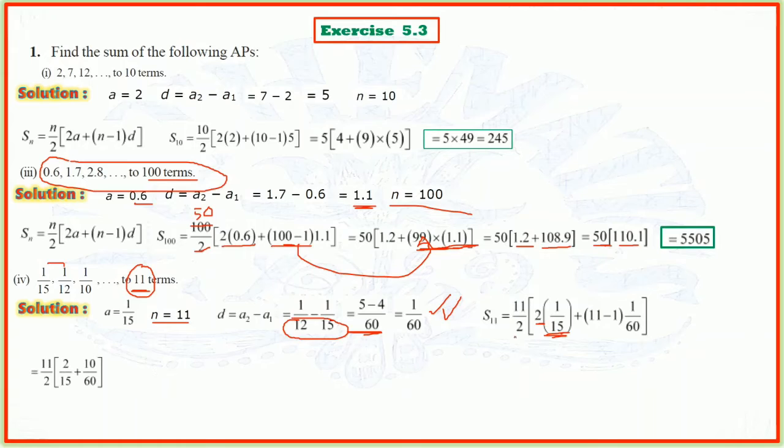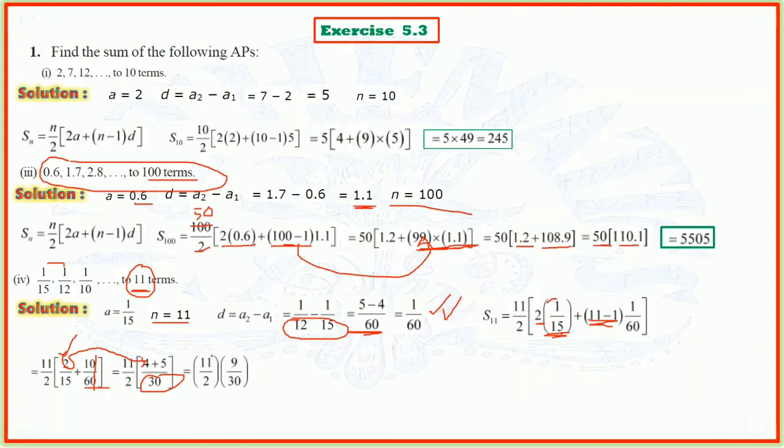equals 11 by 2, 2 into 1, 2 by 15 here, 11 minus 1 is 10, so 10 by 60, the 0 and 0 cancel. So 15 and 6, their LCM is 30. So 15 twos are 30, so 2 twos are 4 here. And 6 fives are 30, so 5 into 1 is 5.